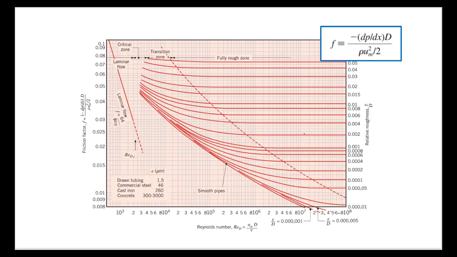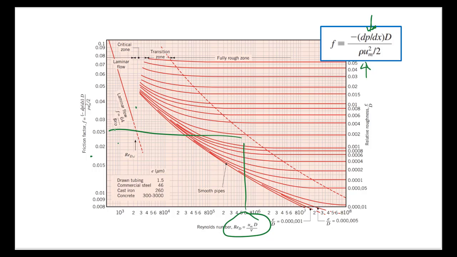Okay, just to throw it up here, you have the Moody diagram. Once again, if you know the pressure drop and the mean fluid flow, you can typically calculate the Reynolds number. If you have all of that, you can figure out your friction factor, and that gives you essentially your pressure drop.